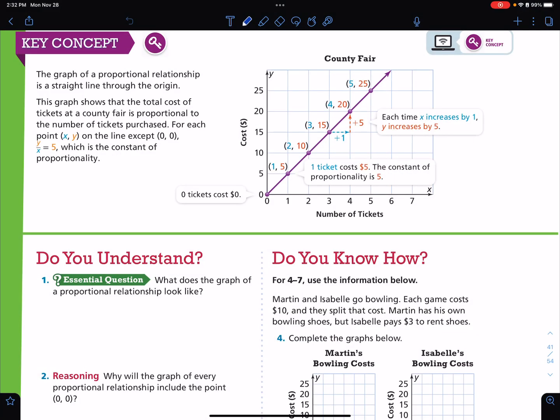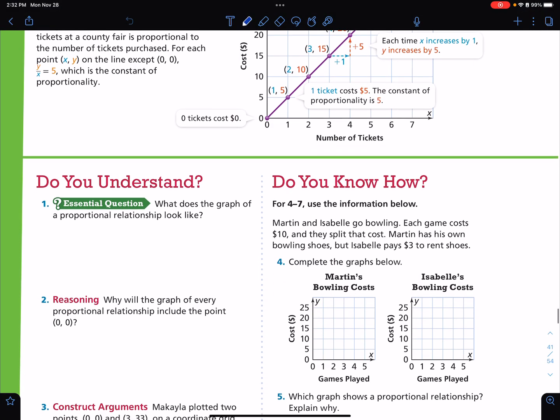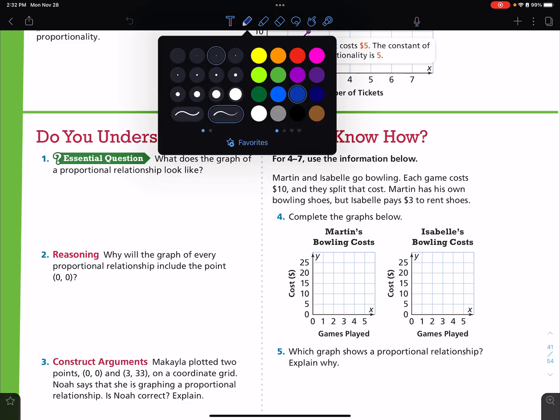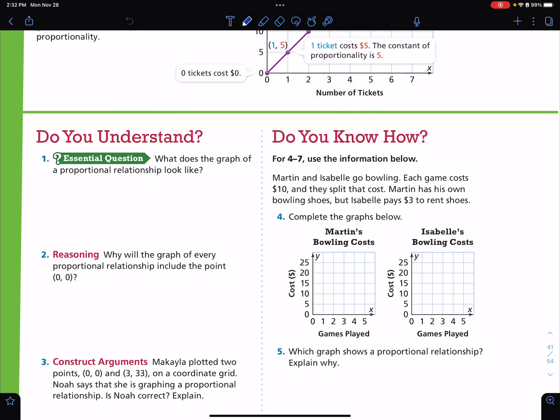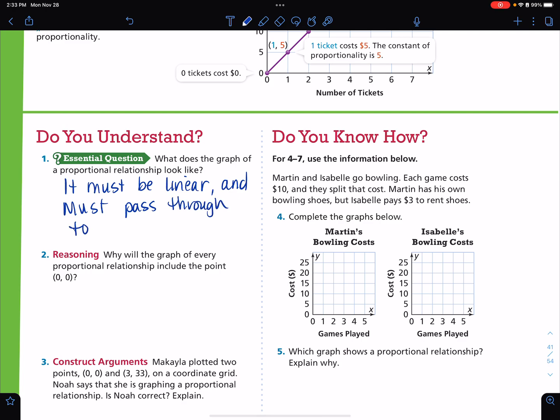Okay, we are going to go over the things that you should have completed on your own and things for information. So, do you understand what the graph of a proportional relationship looks like? It must be linear, which means it's a straight line, and must pass through the origin. And the origin is 0, 0.